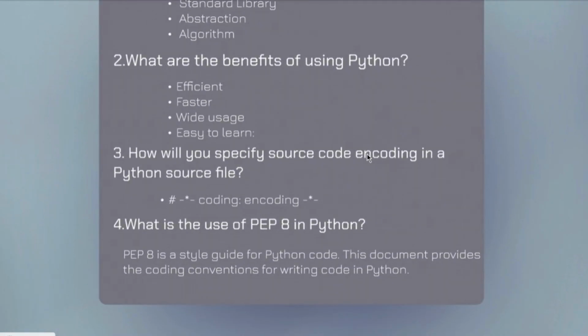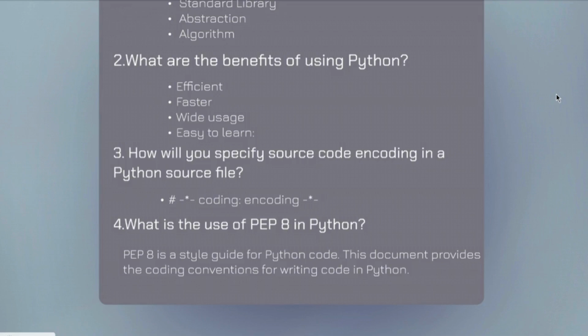Coming to the third question: how will you specify source code encoding in a Python source file? By default, every source code file in Python is in UTF-8 encoding. But we can also specify our own encoding for source files. This can be done by adding the following line in the source file: hash, coding, encoding. In the above line, we can replace encoding with the encoding that we want to use. In place of encoding, we just replace it with the encoding we want to use.